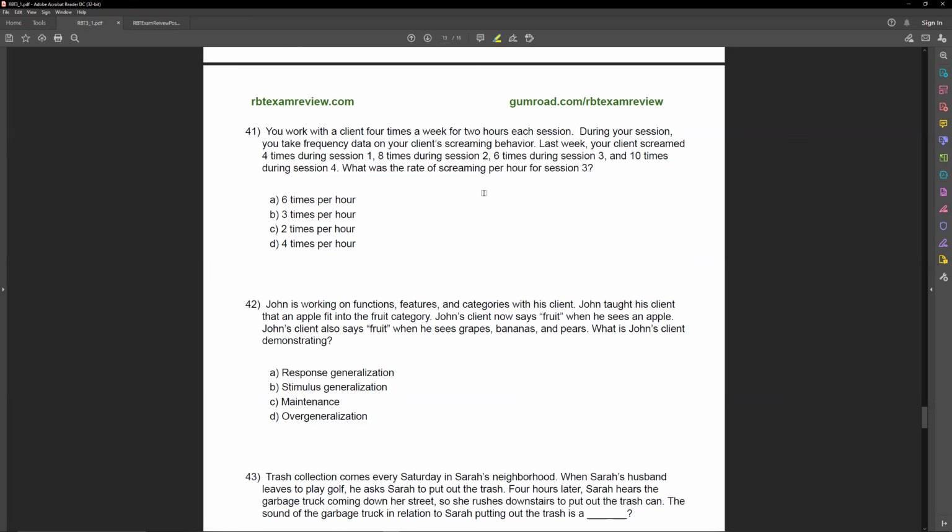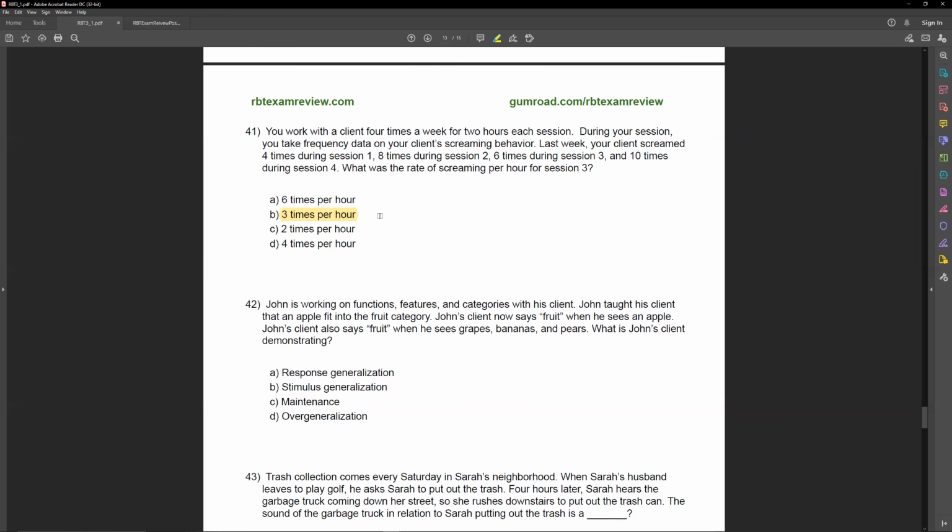Now, if they were asking for frequency per session, right, we would have 6, right? Because it happened 6 times during the session. But they want per hour, okay? So how many hours did we work? We worked for 2 hours during that session. So how are we going to find out how many times they screamed per hour for session 3? Well, simply plug it in. Our frequency is 6, and then our time is what? 2 hours. When you do that calculation, what do you get? You get 3 times per hour, okay?